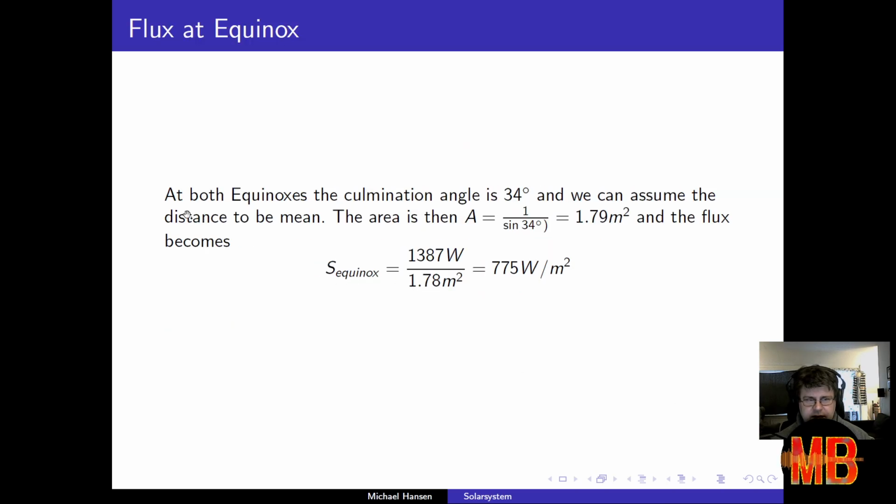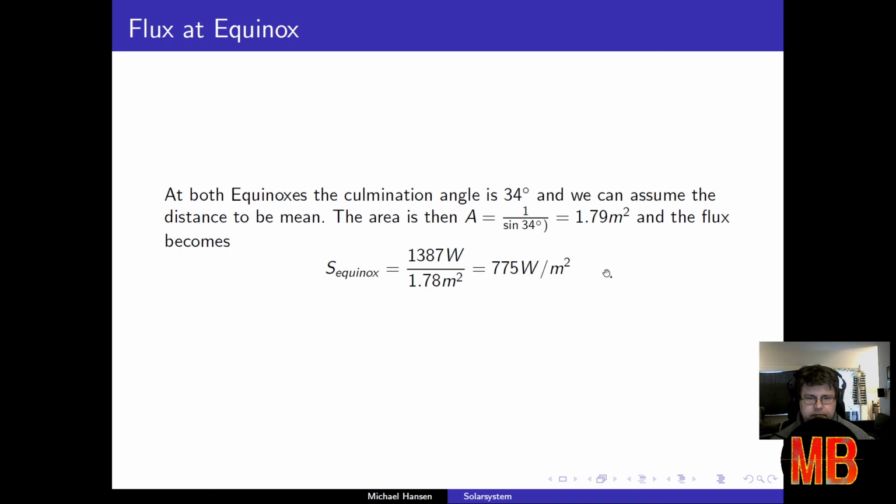So again, at both equinoxes, the culmination angle is 34 degrees, and we can assume the distance to be mean, of course. The area is then A equals 1 over sine of 34 degrees. I'm missing a parenthesis here. It's 1.79 square meters. And the flux becomes S equinox, 1,387 watts divided by 1.78 square meters, which is 775 watts per square meter.